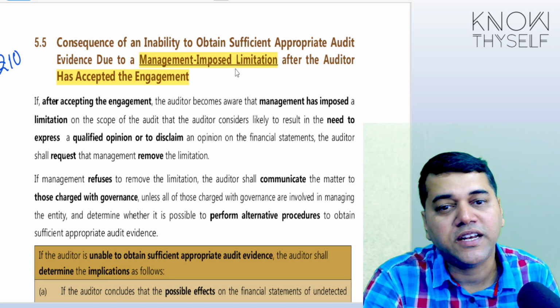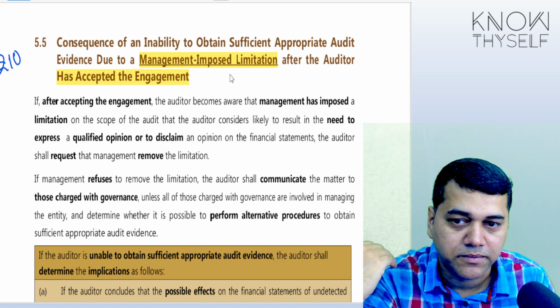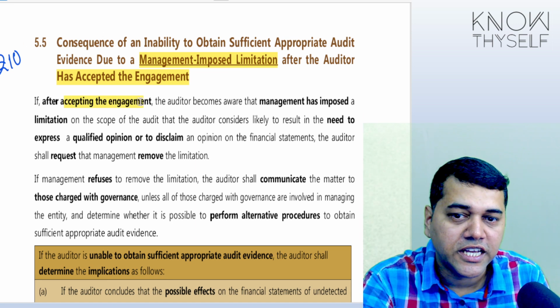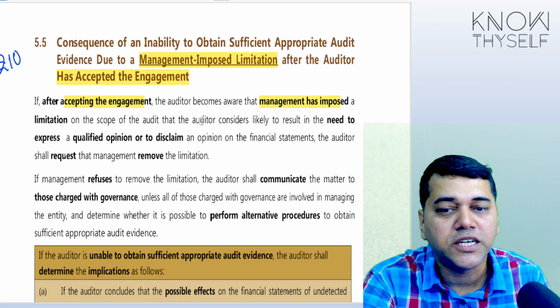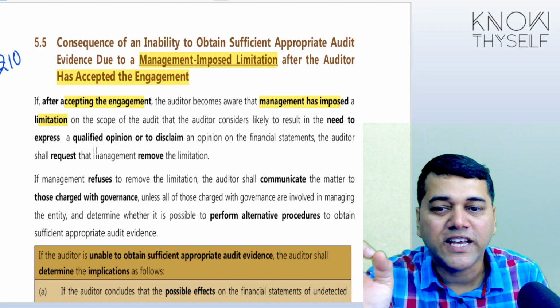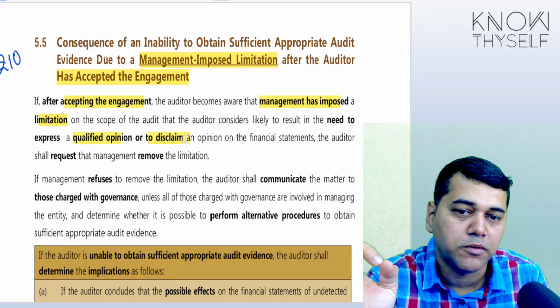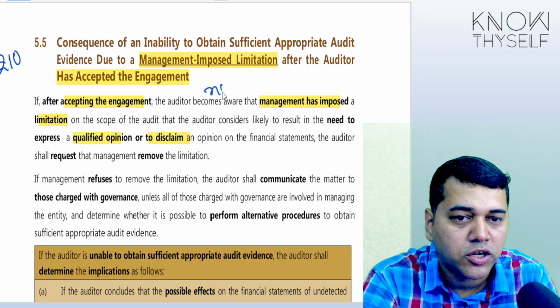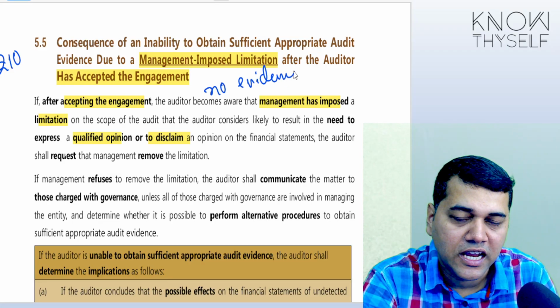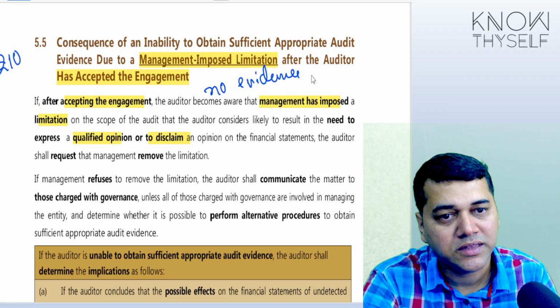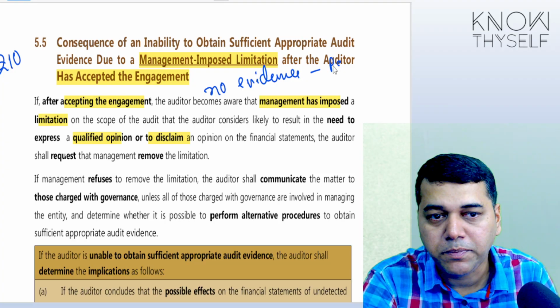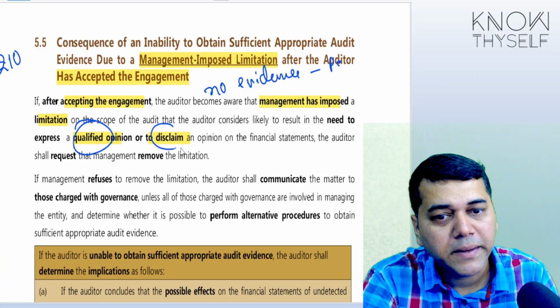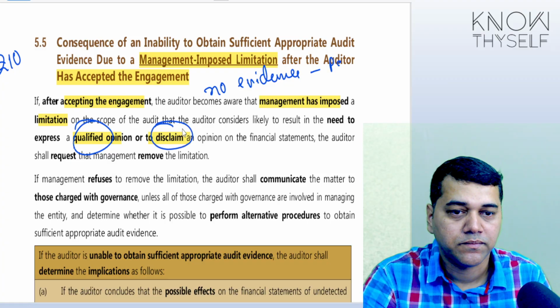Now, this is after accepting the engagement, but the answer is the same. After accepting the engagement, if the management has put any limitation on the scope, you need to express a qualified opinion or a disclaimer of opinion, because you got no evidence. And for possible misstatement, you may think it is material but not pervasive, or material and pervasive, disclaimer.